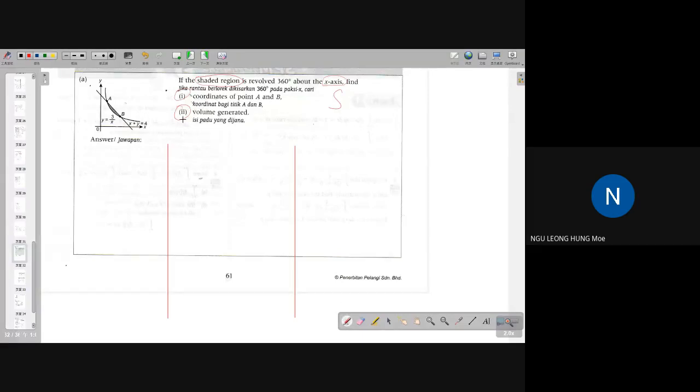Yes, okay. Since we do not have any other information, we have two equations. The first one, y equals 3 over x. Let's say this is equation number one. Another one is x plus y equals 4.